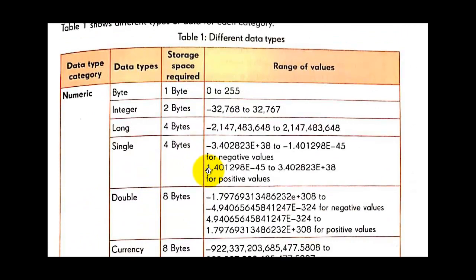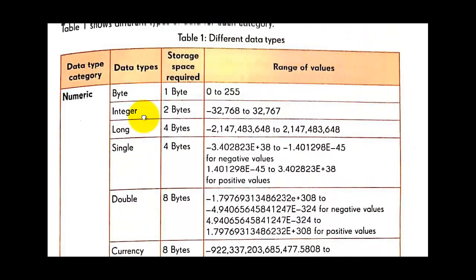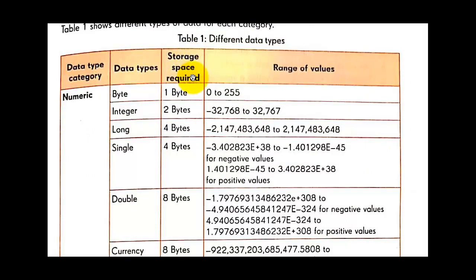Now let's see this table. Data types: byte, integer, long, single, double, then currency, decimal. These are all data types. Then the storage occupied is also written here. You can study this table number 1, different data types, and you can understand yourself.